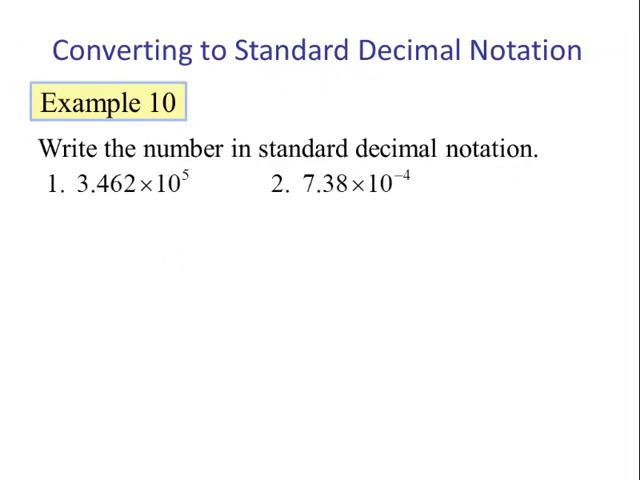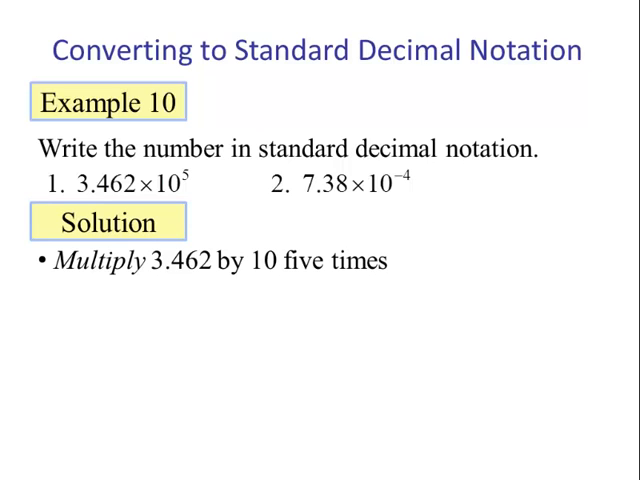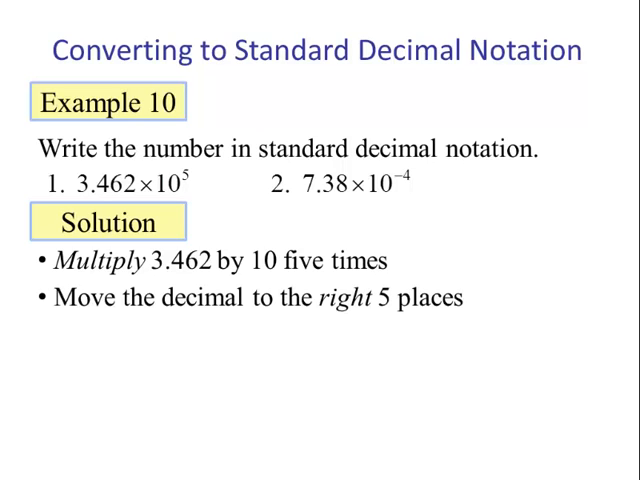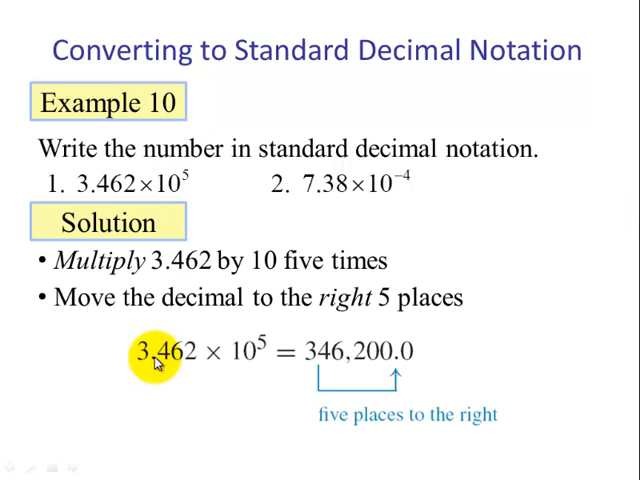Example 10. Write the number in standard decimal notation. Number 1, we have 3.462 times 10 to the 5th. And number 2, 7.38 times 10 to the negative 4. Solution: we multiply 3.462 by 10 5 times, or we simply move the decimal point 5 places to the right, because in this case k is a positive 5. Moving this 5 decimal places means we have to add 2 zeros, and then we put our decimal point.